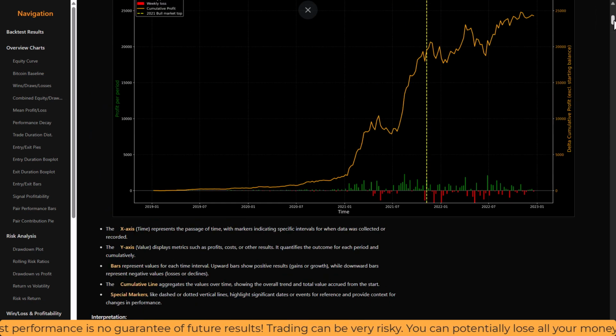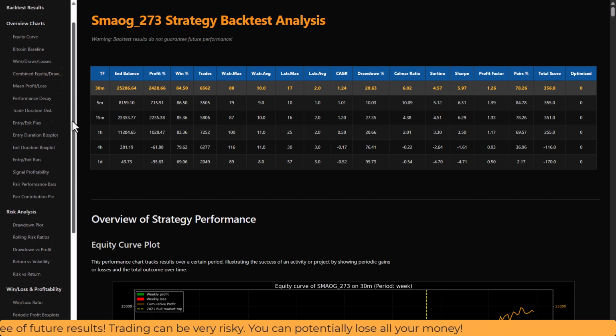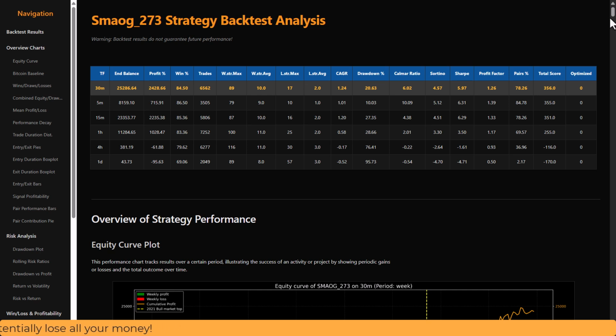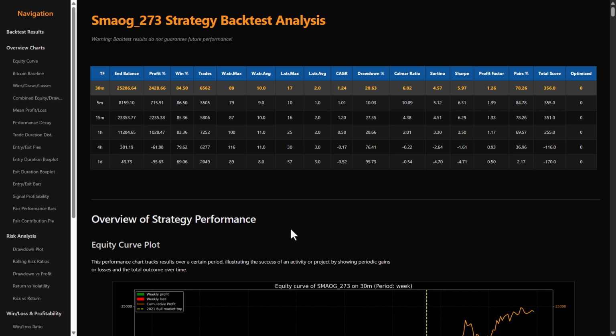I still get too many messages from people who complain that they lose money when using these algorithms. I only show you what might be possible, but the results I show do not guarantee anything, it's only a possibility. So speaking of possibilities, what is possible if we use this SMA OG strategy? How did it perform in my backtest?